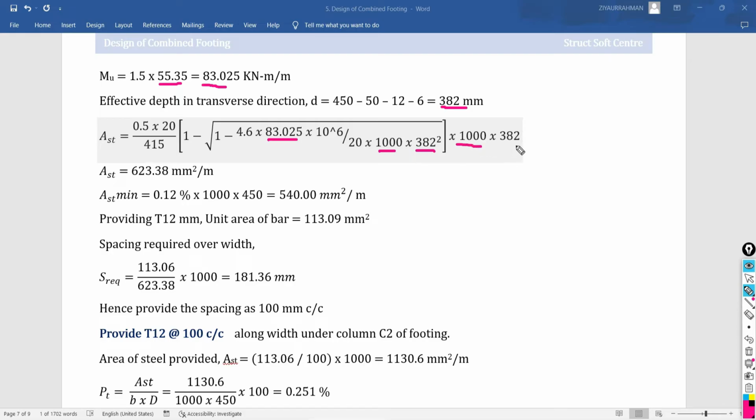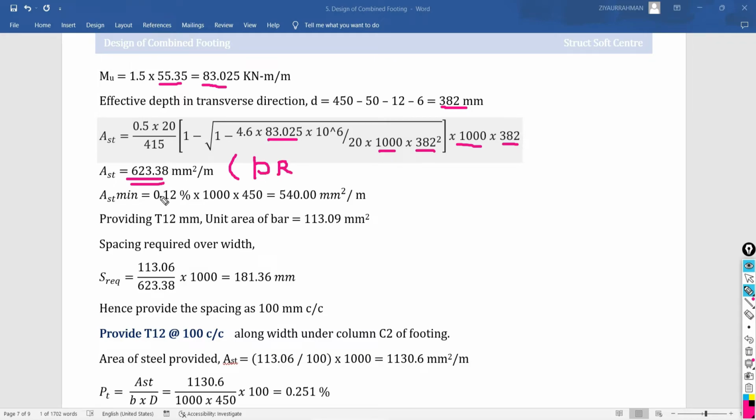Now 1000 width multiplied by effective depth. With all of these values, if you do the calculation, you are getting the reinforcement required as 623.38 mm square per running meter. This much area of reinforcement is required; I am going to call it the design requirement.